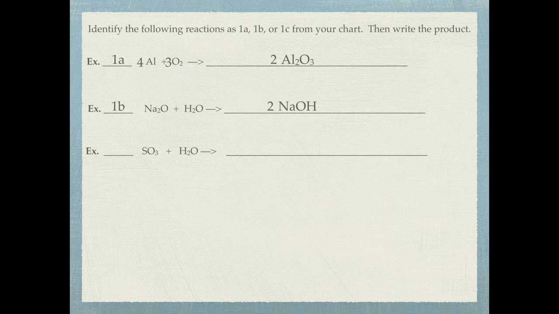The last example, notice here, SO3: S is a nonmetal followed by oxygen, so this is going to be a 1C. Here's where you balance as you go. Remember, an acid has hydrogen followed by a nonmetal followed by oxygen. So I've got 2 hydrogens here, so it's going to be H2, followed by my nonmetal, which is S, followed by my oxygen, which is O. Now, I have 2 hydrogens, so it's going to be H2, S, and then I've got 4 oxygens, so it's going to be H2SO4, and that's it.